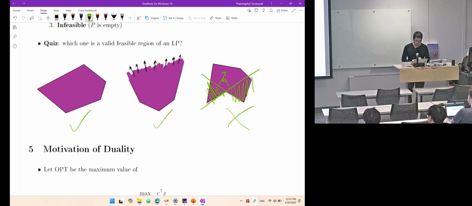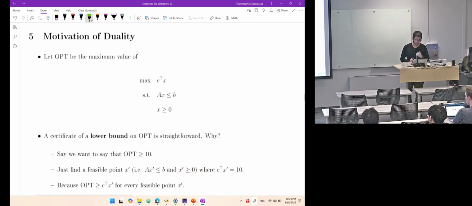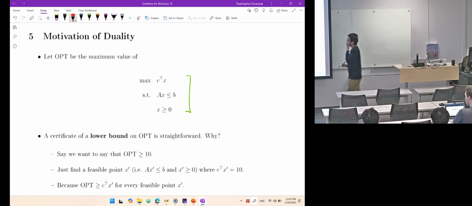So let me go to the next concept, duality. If you have this LP, and suppose I don't want to solve the LP exactly yet, but I just want some certificate that I can check quickly that the optimal value of this LP is at least something. I want a certificate of a lower bound of the optimal value.